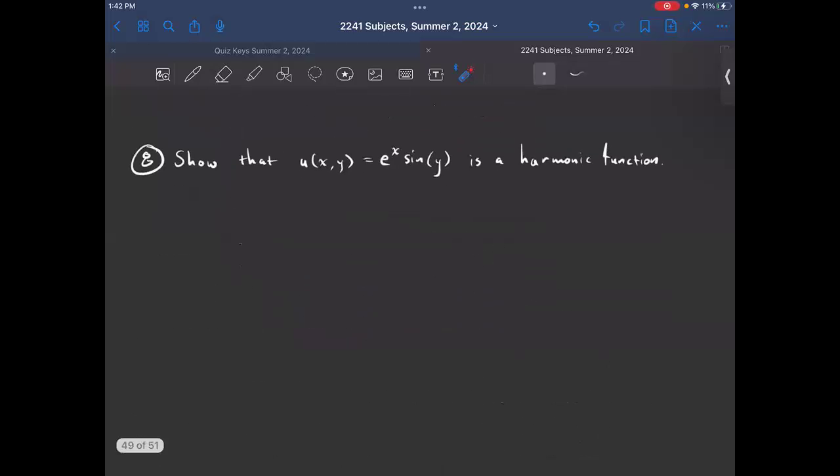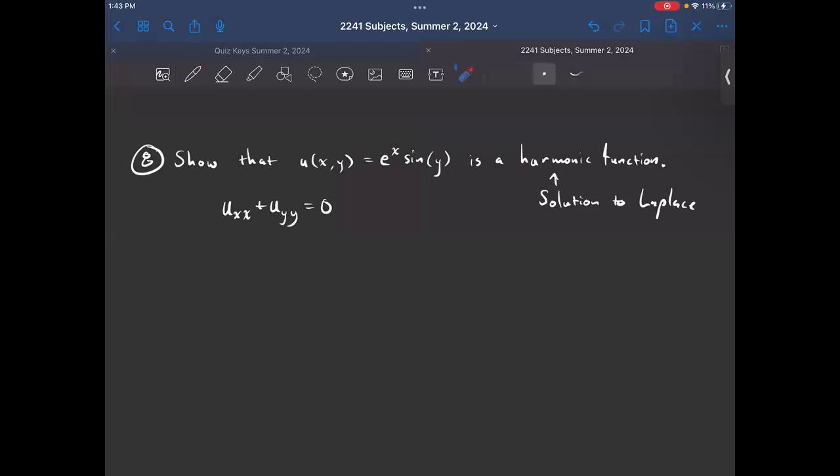Our next problem is a little more interesting. We want to show that a function given to us is a harmonic function, or remember this means a solution to Laplace's equation. So let's write down what Laplace's equation is one more time. We've got u_xx plus u_yy equals 0.